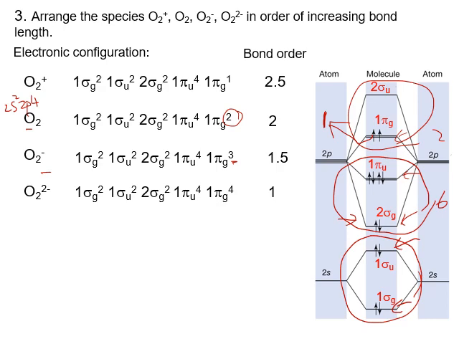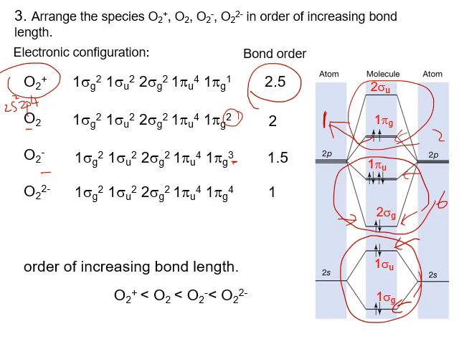So next, what about the bond length? Remember, stronger bonds, shorter bond length. Longer bonds, weaker. Longer is weaker bond. So here the strongest bond has bond order 2.5. So O2 plus is the strongest bond, and stronger bonds have the shortest bond length. So we start with O2 plus, and then O2, and then O2 minus, and then O2 2 minus, which is the weakest bond. That is the longest bond length.